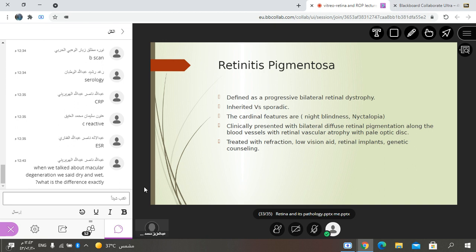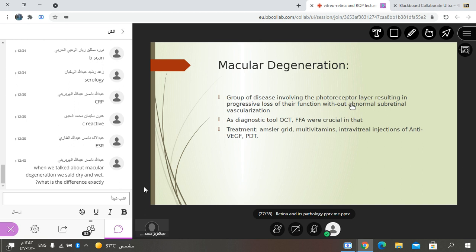We talked about the degeneration. We said dry and wet. What is the difference? What do you think? We mentioned it just now. What do you think the difference is? The difference, of course, here: we mentioned macular degeneration, and we said with or without abnormal subretinal vascularization.